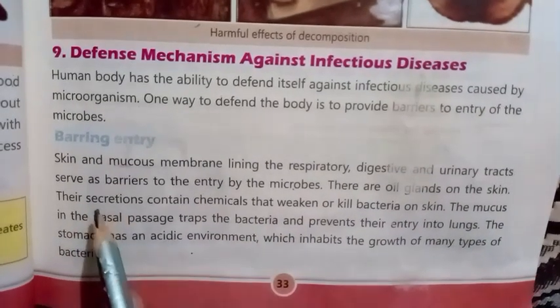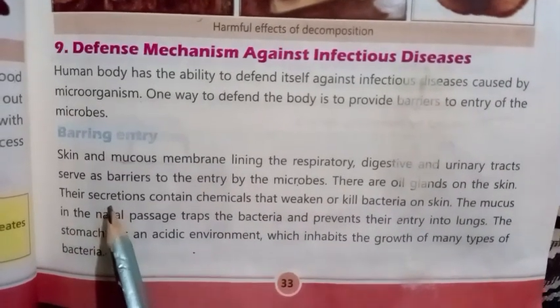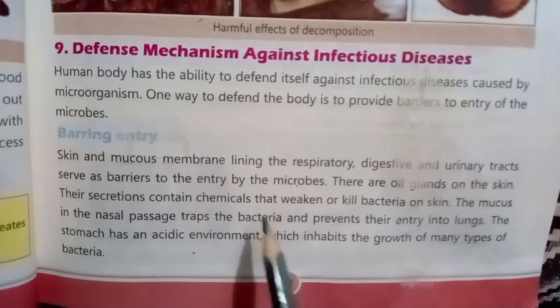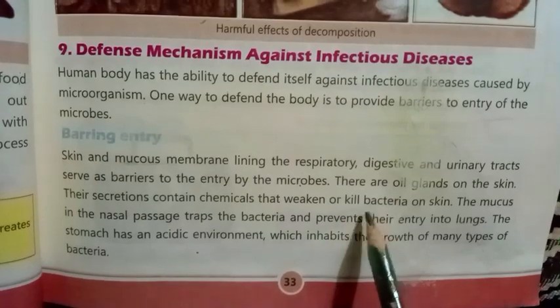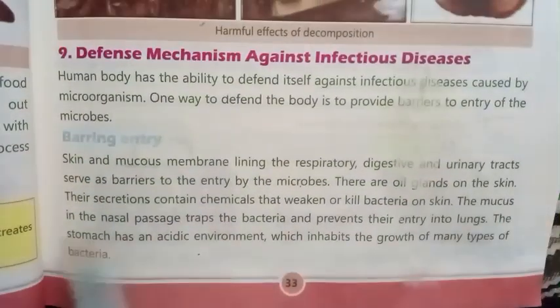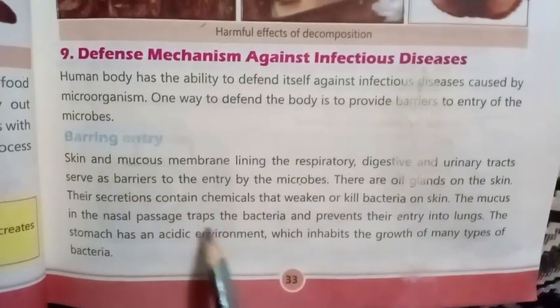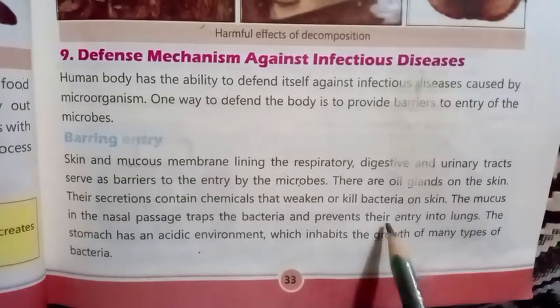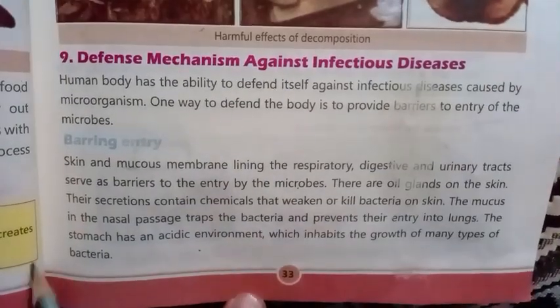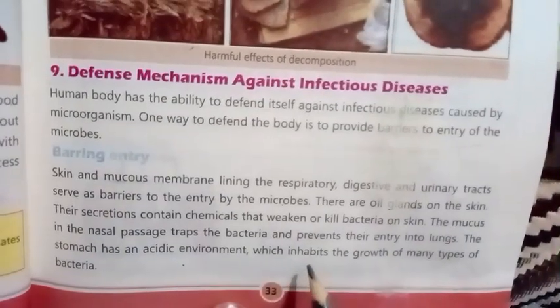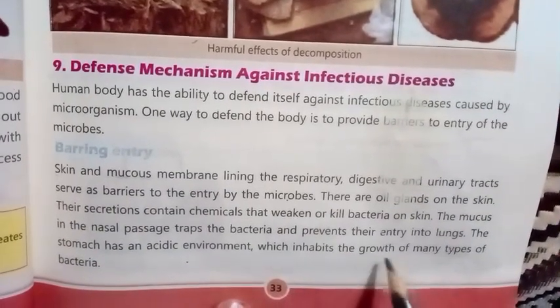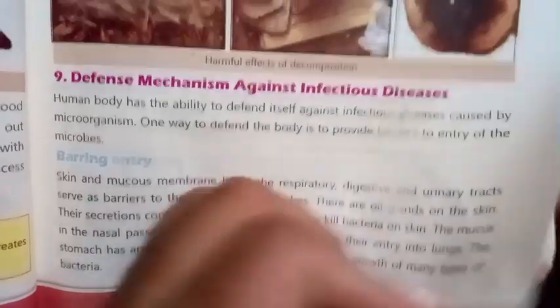There are oil glands on the skin. Their secretions contain chemicals that weaken or kill bacteria on skin. The mucus in the nasal passage traps the bacteria and prevents their entry into lungs. The stomach has an acidic environment which inhibits the growth of many types of bacteria.